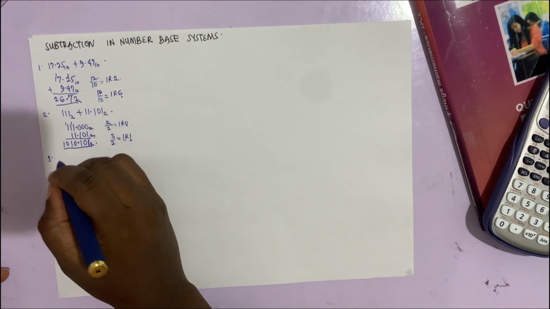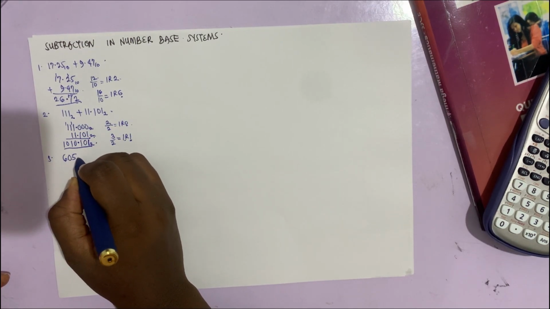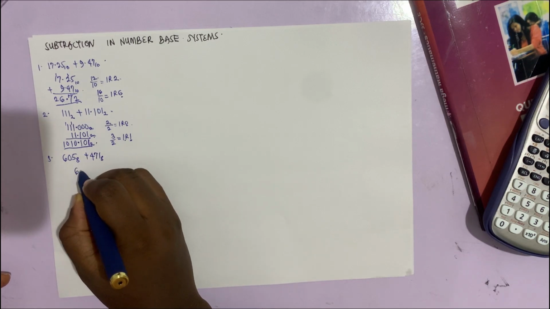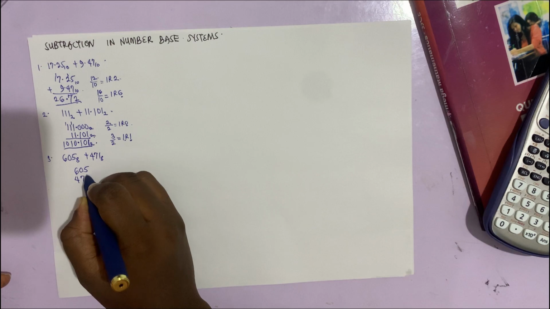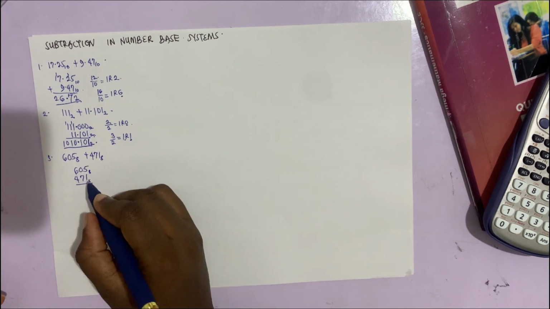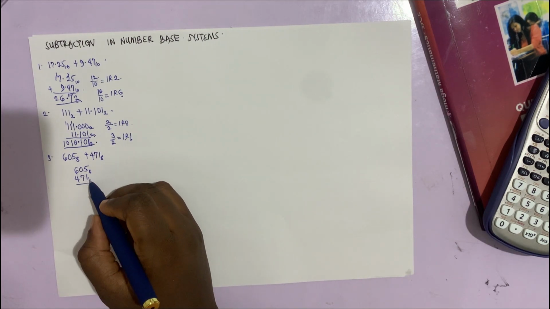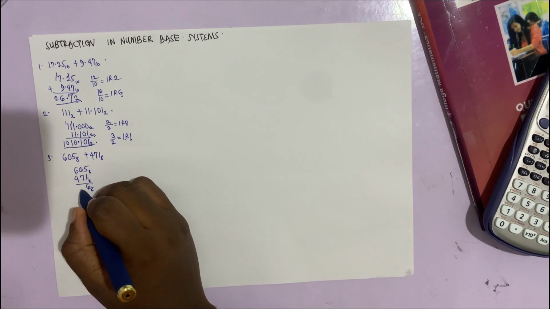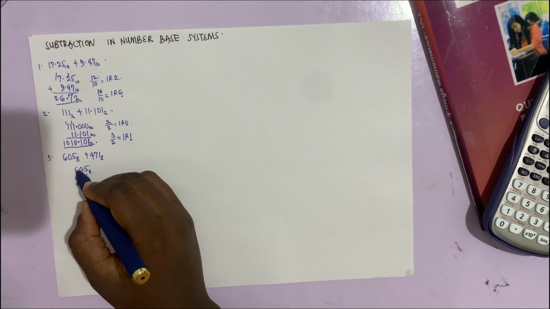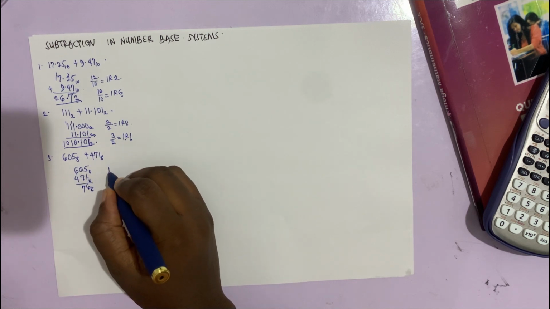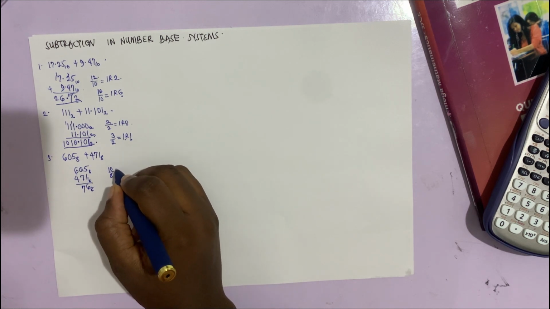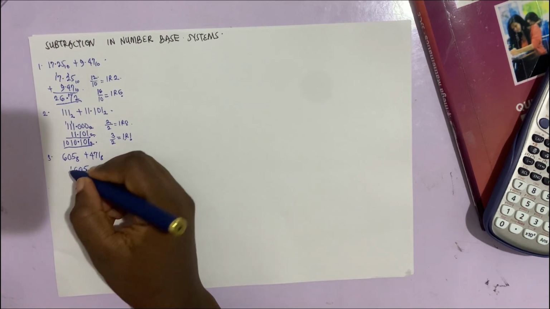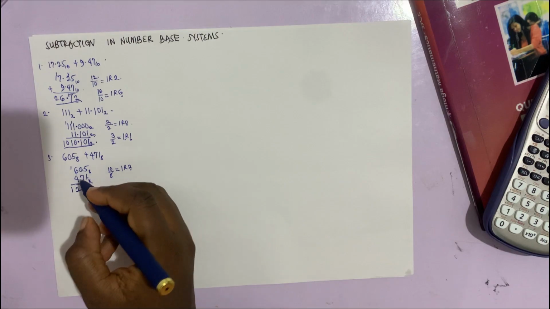And question 3, we have 605 base 8 plus 471 base 8. So 605 plus 471 in base 8. 5 plus 1 is 6. 6 is less than the base, which is 8. We record it as 6. 0 plus 7 is 7. 7 is less than the base, we write it. So 6 plus 4 is 10. 10 is greater than the base, so we do 10 divided by the base 8. And that will give us 1 remainder 2. So we record the remainder 2. We carry the 1 over. Since there is no other number, we write it as 1.